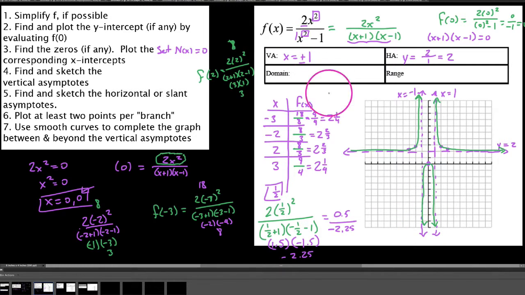So the last thing, we're always responsible for reporting our domain and range. And basically what I can tell you is the domain of this graph is going to be all real numbers except for these x values that we didn't cross. So we would say -infinity up to -1, and then -1 to 1, and then the interval from 1 out to infinity. These would be the domain values of our graph.